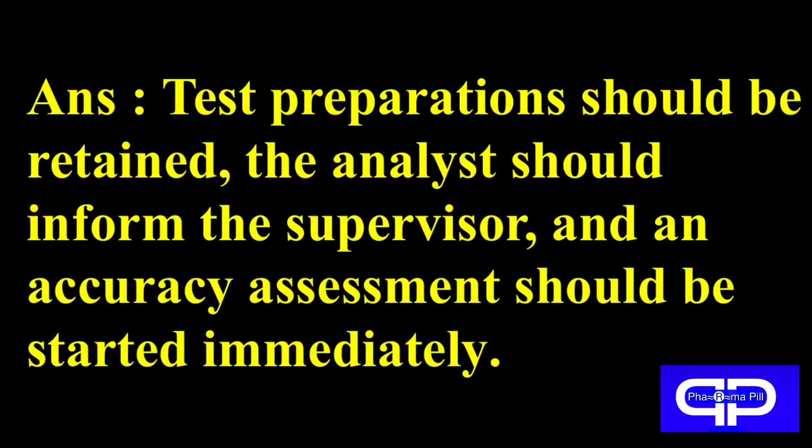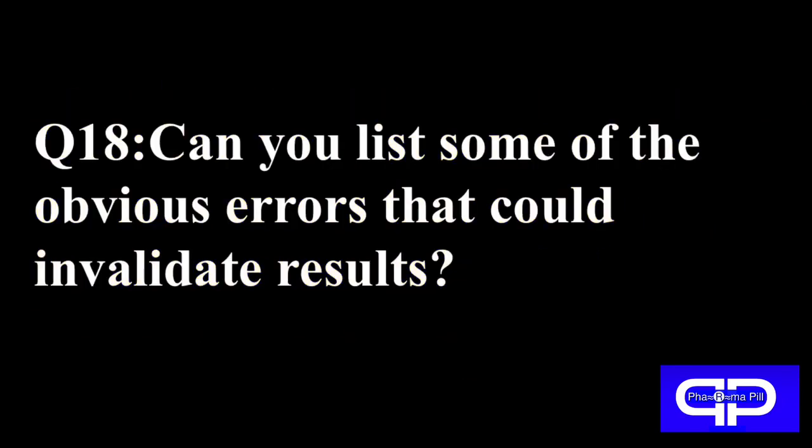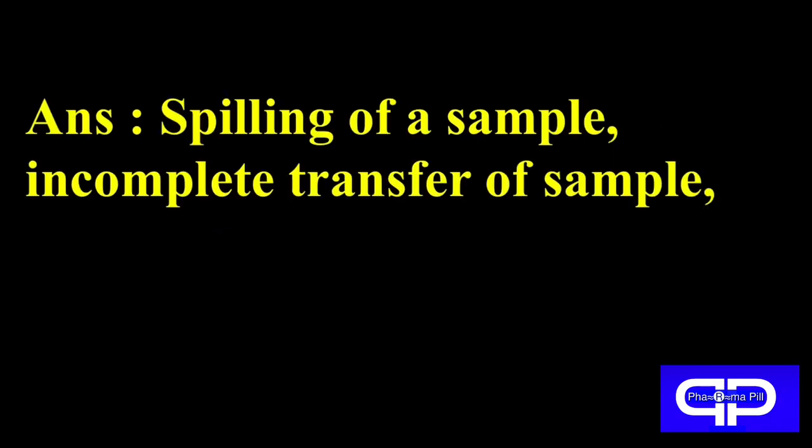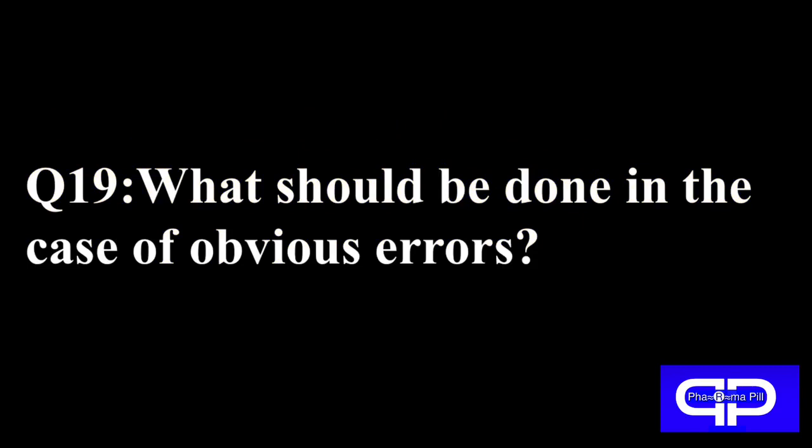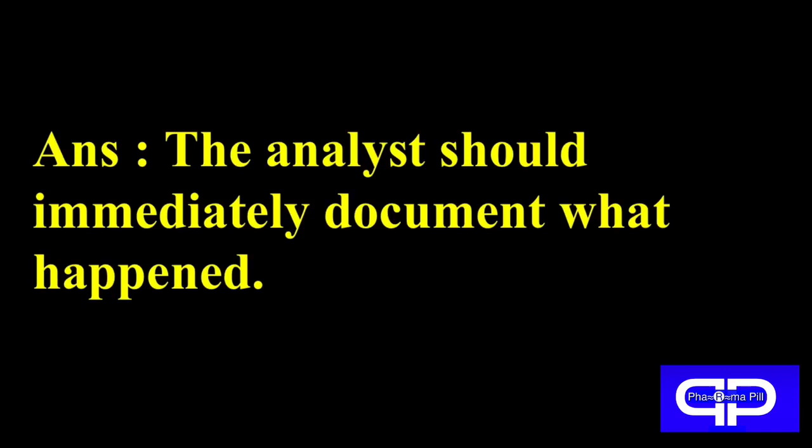Okay. Now comes question number 18. Can you list some of the obvious errors that could invalidate results? Answer is, obvious errors like spilling of the sample, incomplete transfer, wrong usage of the pipettes. Now comes question number 19. What should be done in case of obvious errors? Simple. Answer is, analysts should immediately document the occurrence or the observation of the obvious errors.